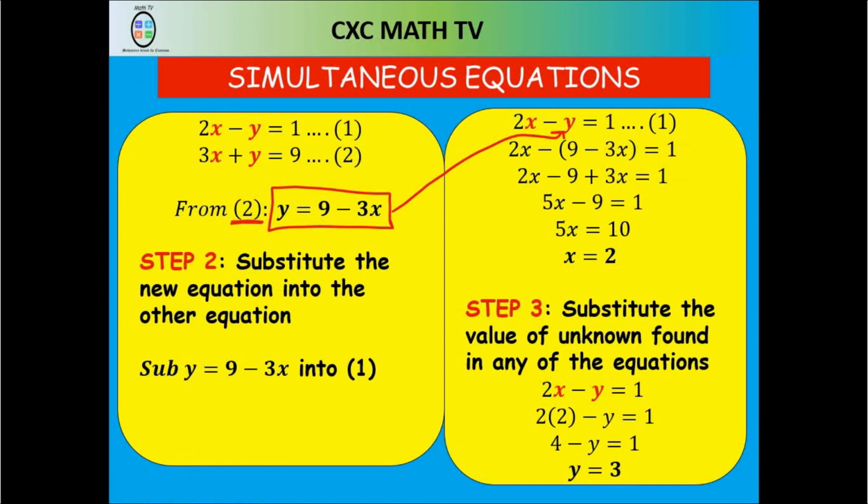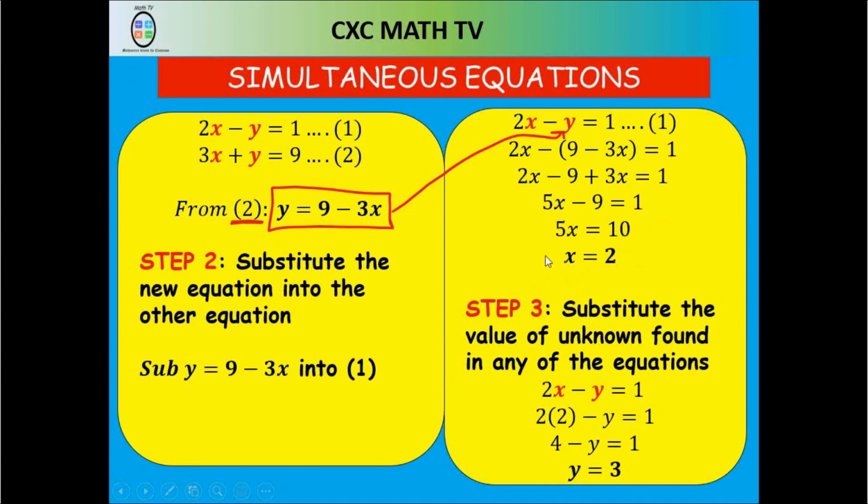From there, you're going to just simplify. Simplifying, 2x minus 9 plus 3x is equal to 1. And then we add like terms. 2x and 3x is 5x. Minus 9 is equal to 1. We bring the minus 9 to the other side. And so 5x would be equal to 10. Then we divide both sides by 5 to get x is equal to 2.